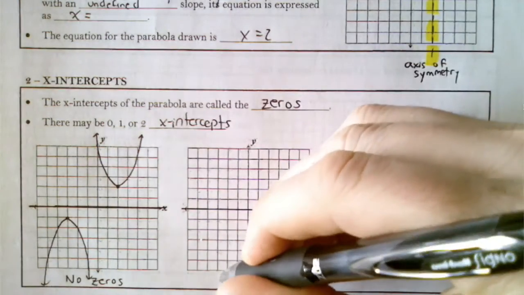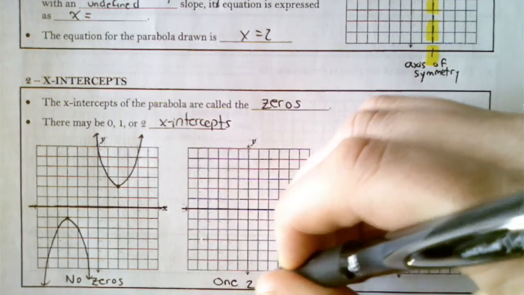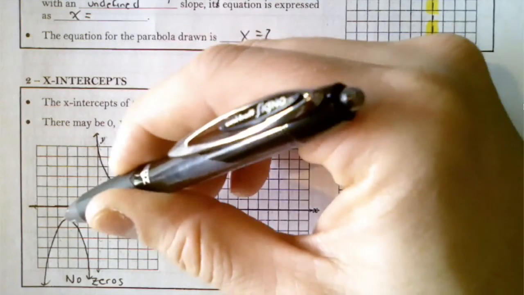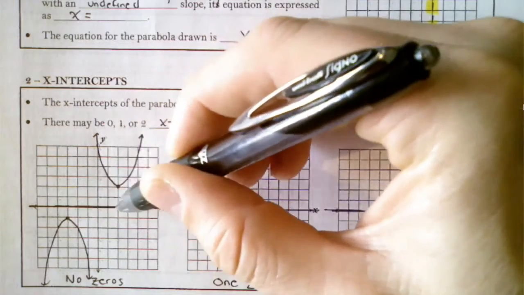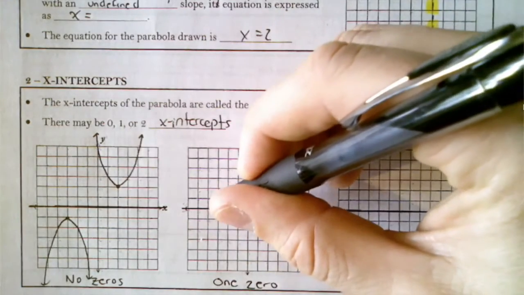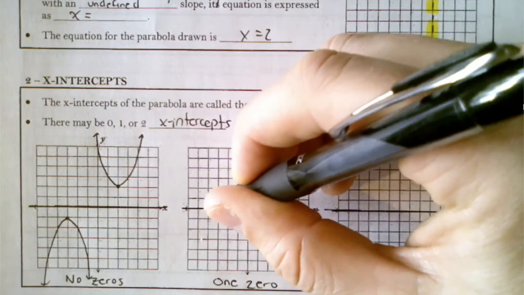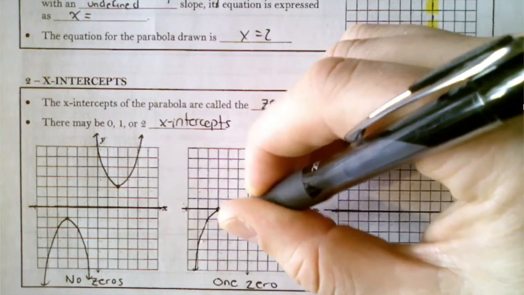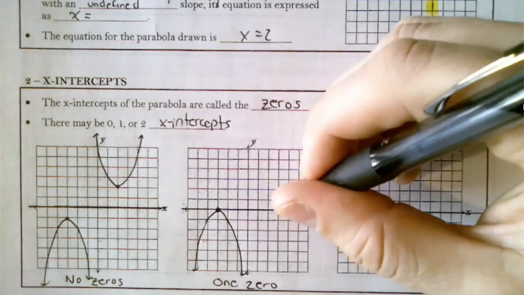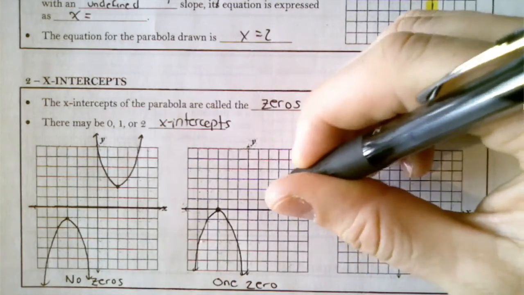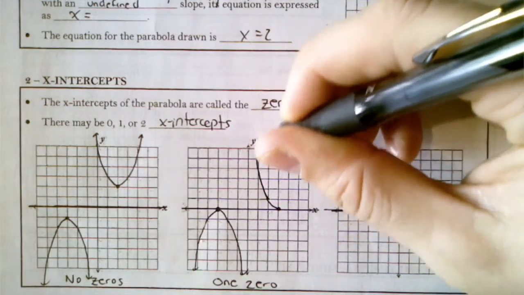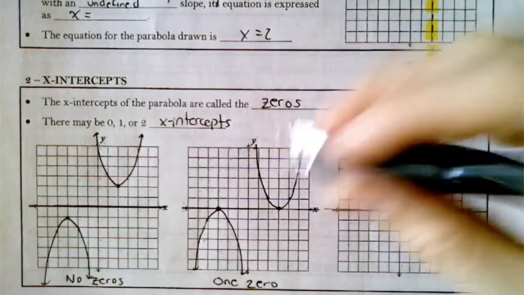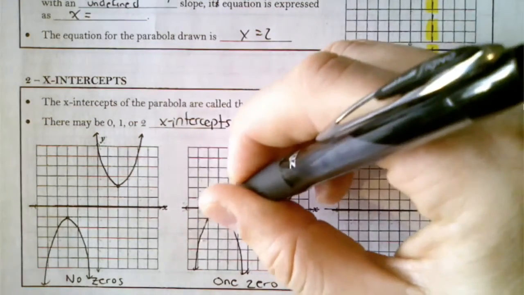If we want our parabola to have 1 zero, that means that our point at the bottom or point at the top has to be on the axis. Just the one point has to be touching. So we have to have something that looks like this. Or something that looks like this. There's that one point right on the axis.